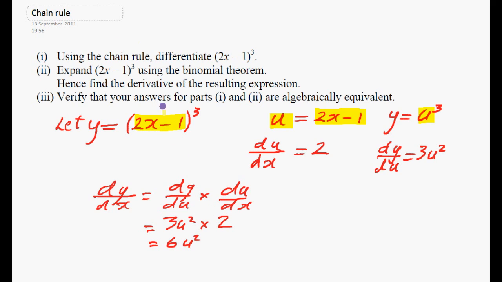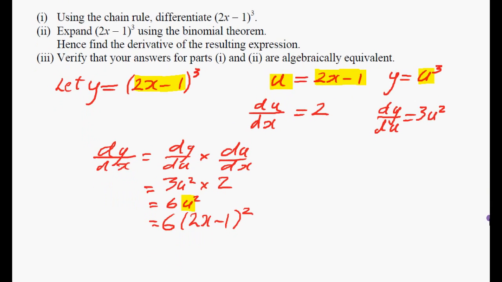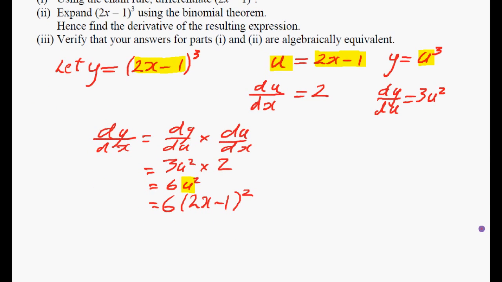But as we saw earlier, u is equal to 2x minus 1. So let's replace that with 2x minus 1. So we're going to get 6 open brackets 2x minus 1 all squared. Now the next part of the question says expand (2x minus 1) cubed using the binomial theorem and then find the derivative of that. Well, let's do that.